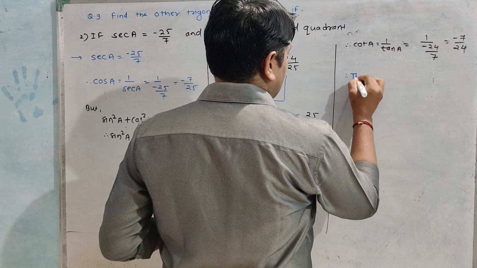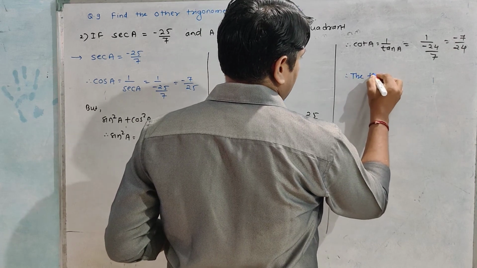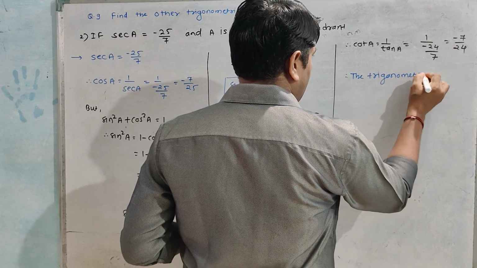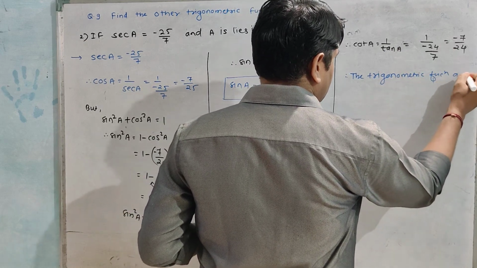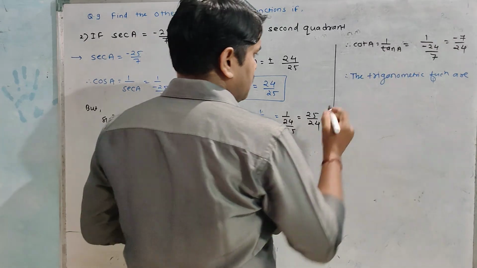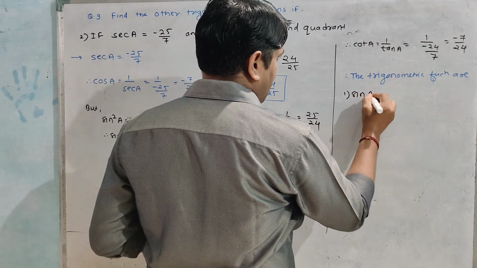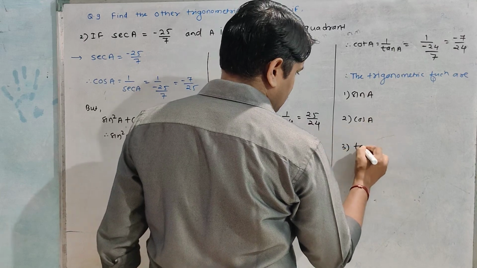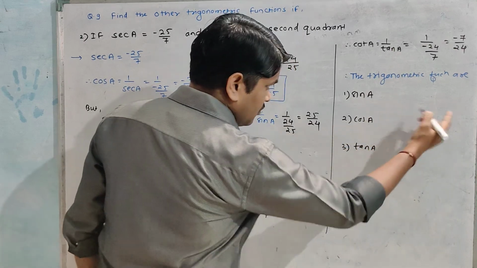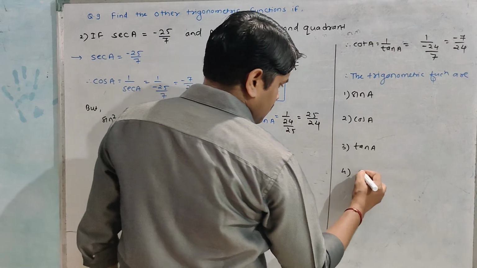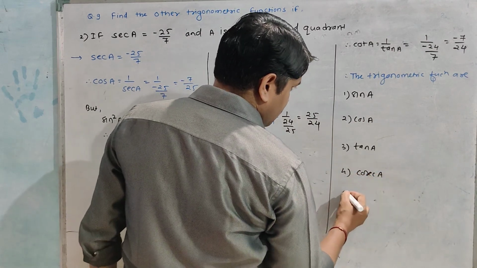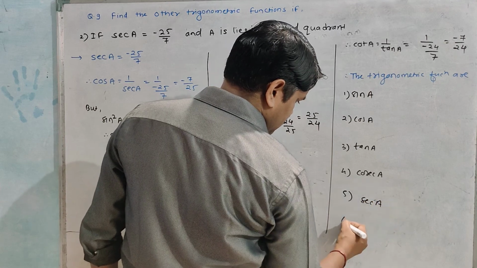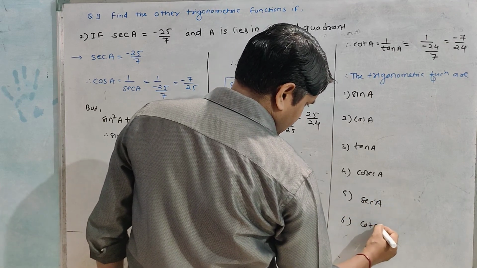Therefore, the trigonometric functions are: first one, number 1, sin A. Second one is cos A. Third one is tan A. Fourth one, then cosec A. Then fifth one sec A, and sixth one cot A.